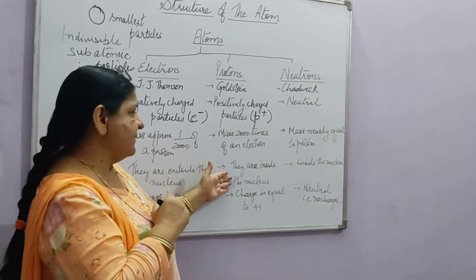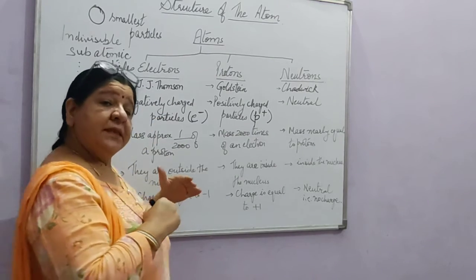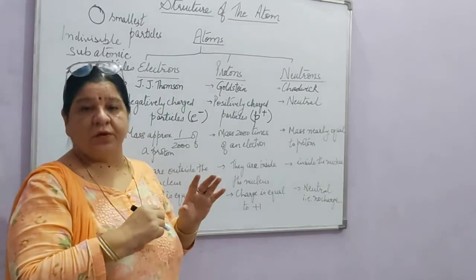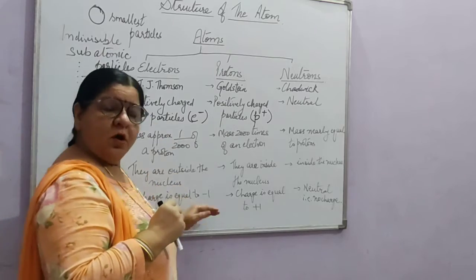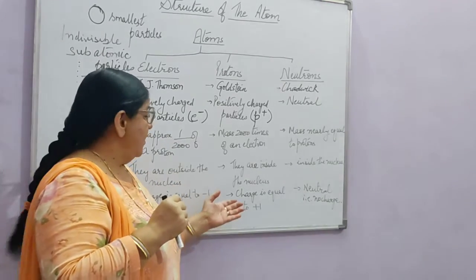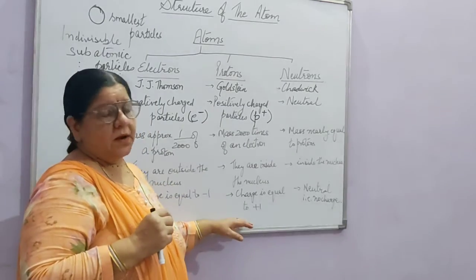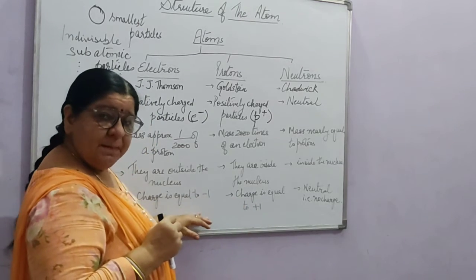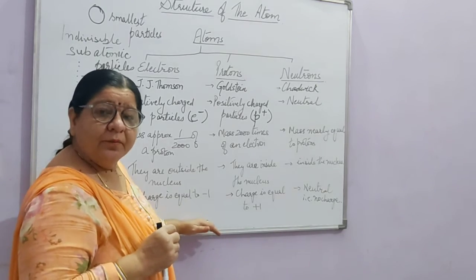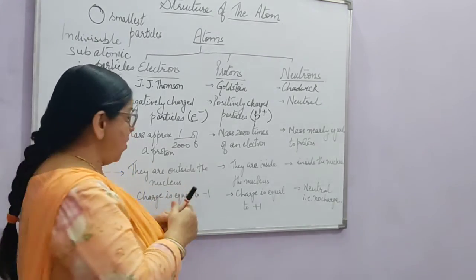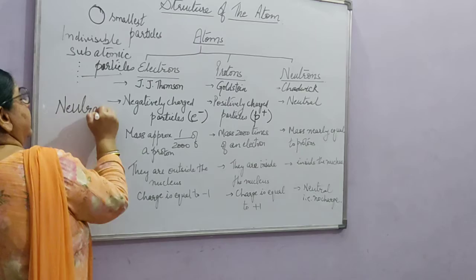So these protons were found inside the nucleus, while it was observed that electrons are outside the nucleus, right? The charge of electrons is almost equal to -1, while the charge of protons is equal to +1. So this is +1, this is -1. That means they are balancing each other's charge. So the atom as a whole becomes neutral, right?